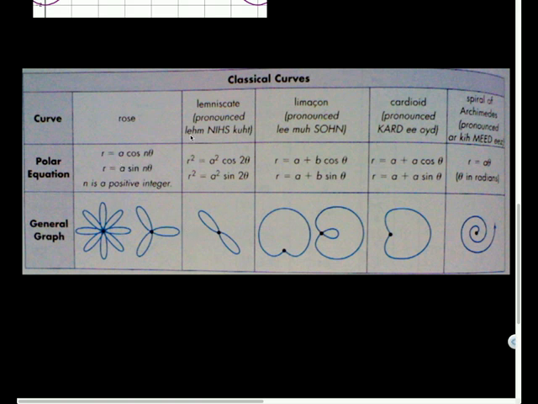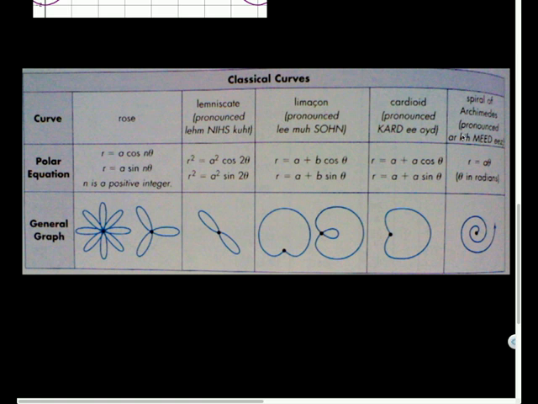Here's a lemniscate. Man, I'm not very good at pronouncing these. And then here's the limacon that we were talking about earlier. And then cardioid is actually when you have a heart shape. So this one actually comes to a cusp, kind of a sharp corner. I'll show you an example of that in a moment. And then here, this is actually a smooth dimple that this shape has.